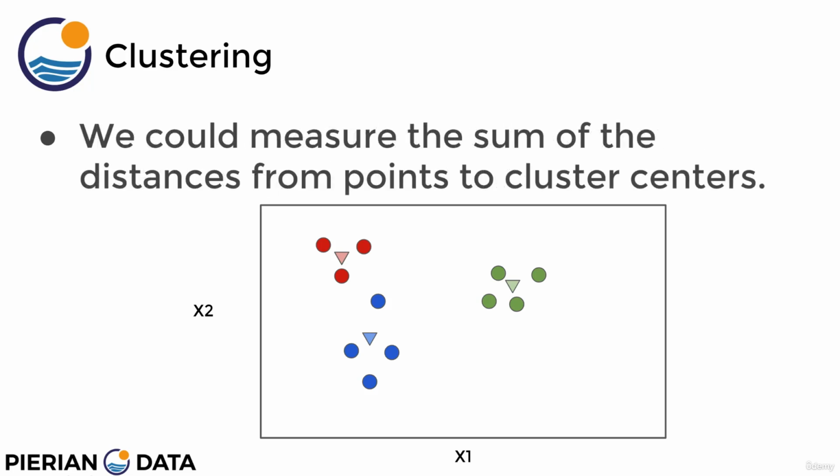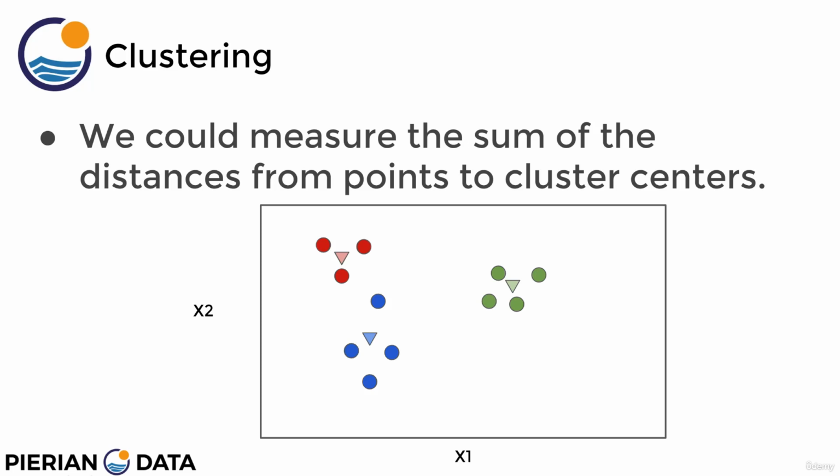So what we're going to do instead is we could measure the sum of the distances from points to cluster centers. And what we can actually do is punish distances that are really far away by saying the sum of the squared distances, or SSD, which we'll discover later on. And that's kind of similar to the idea of root mean squared error or mean squared error, where you're using that square to really punish points that are far away from their cluster center.